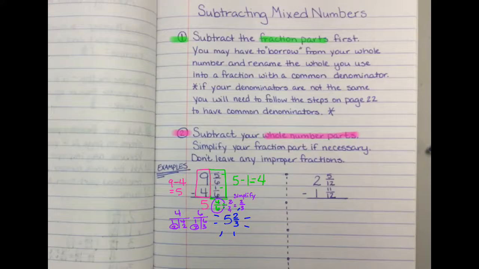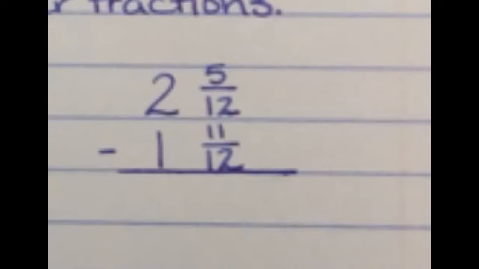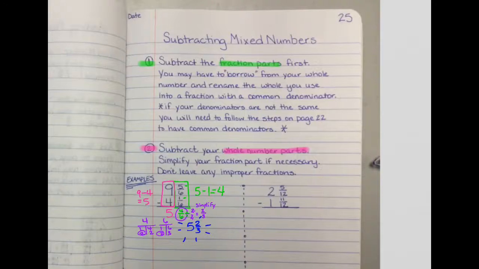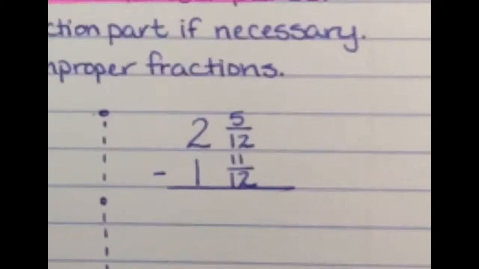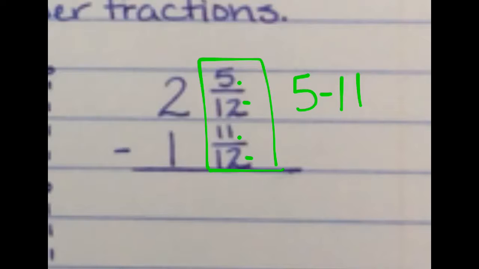Now we're going to do our second one over here. We're going to do 2 and 5/12 minus 1 and 11/12. So remember, all the way back up here, step 1 is to subtract the fractional parts. So we're going to do our fractional parts first. Our denominators are the same, so we don't have to worry about changing that. But now we have to subtract our numerators. We've got 5 minus 11. We can't do that.